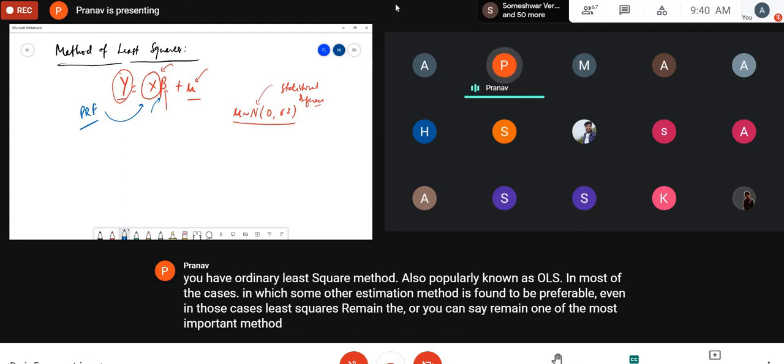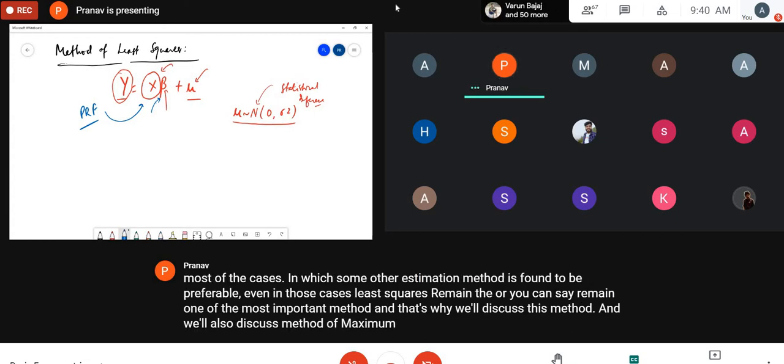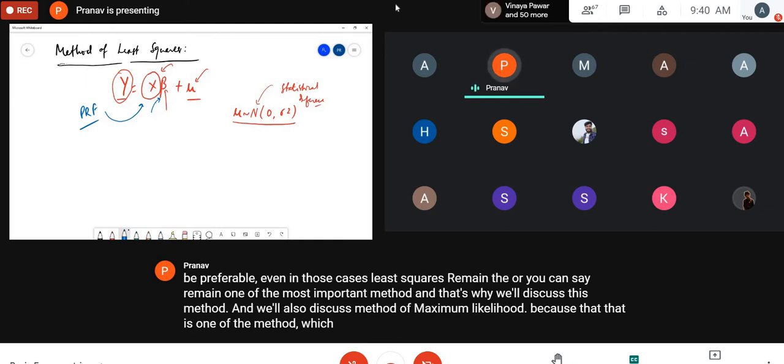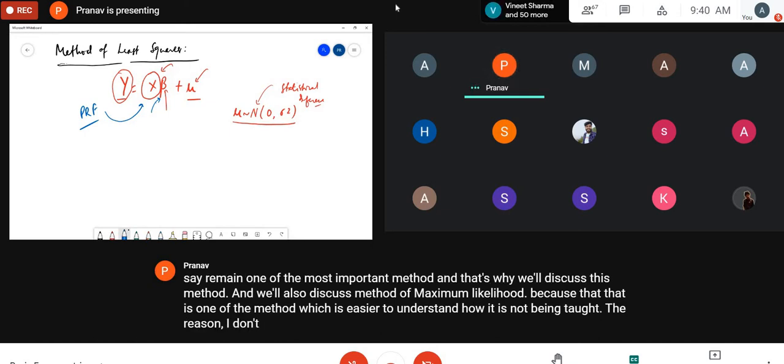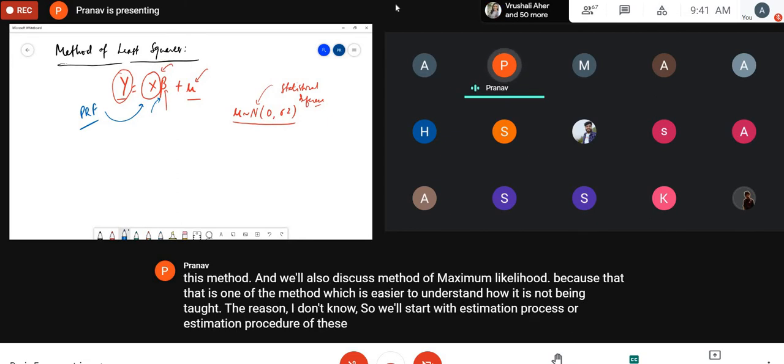And that's why we'll discuss this method, and we'll also discuss the method of maximum likelihood, because that is one of the methods which is easier to understand. However, it is not being taught. The reason I don't know. So we'll start with the estimation procedure of the classical linear regression model via the least squares method.